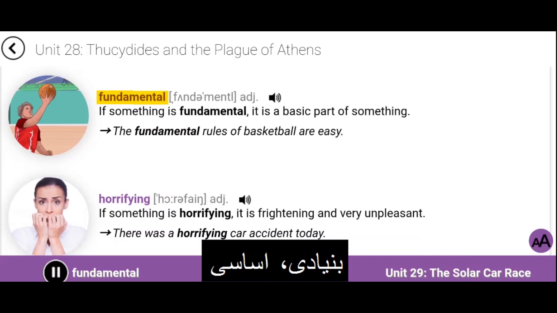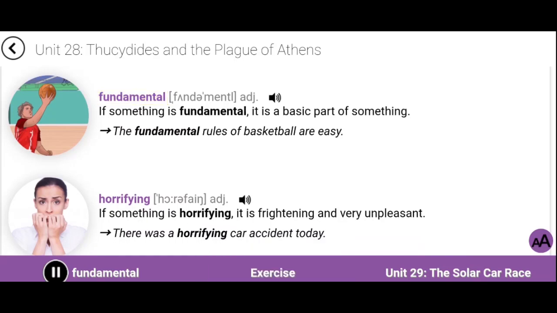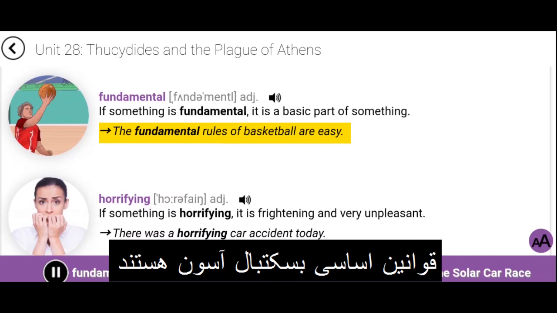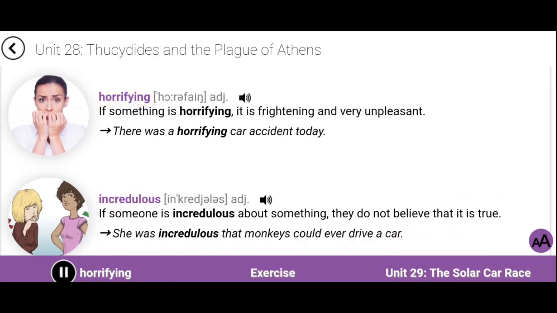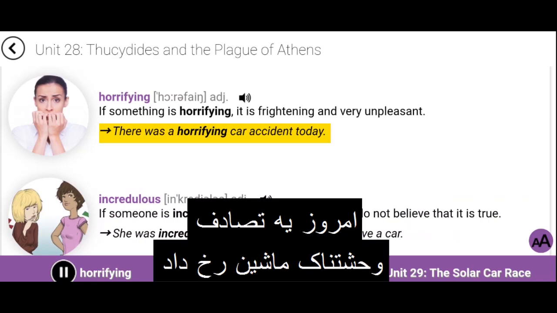Fundamental. If something is fundamental, it is a basic part of something. The fundamental rules for basketball are easy. Horrifying. If something is horrifying, it is frightening and very unpleasant. There was a horrifying car accident today.